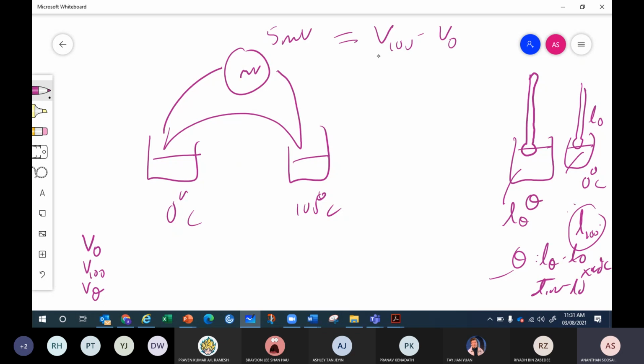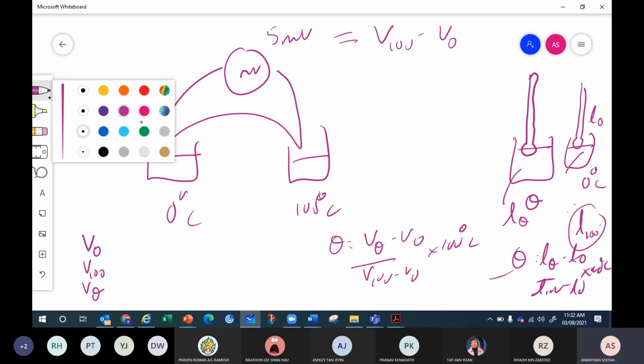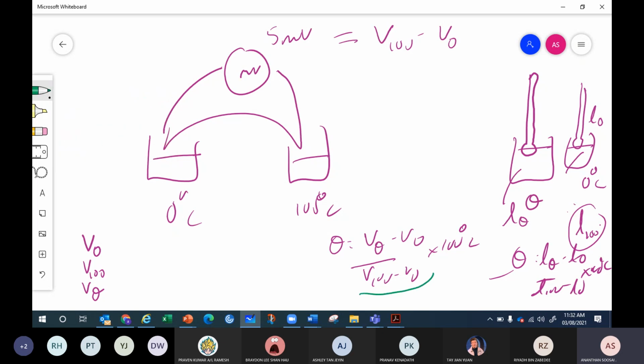But here it gives the differences. V100 minus V naught, 5 millivolt. So what is the formula used to find the temperature here? Theta equals V theta minus V naught over V100 minus V naught times 100 degrees Celsius, right? So when you put 0 and 100, you get V100 minus V naught already. In this case, V100 minus V naught is 5 millivolt.